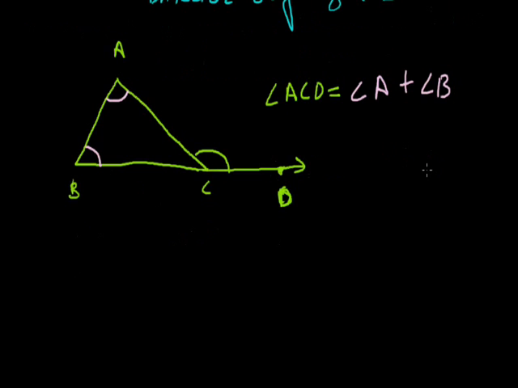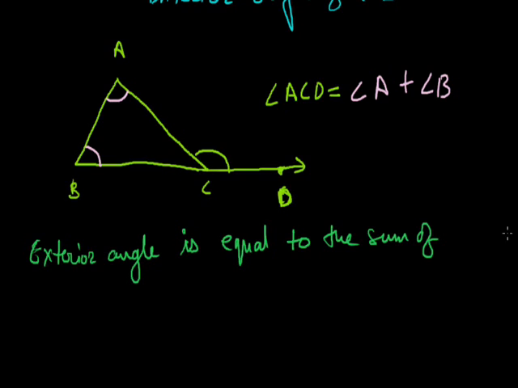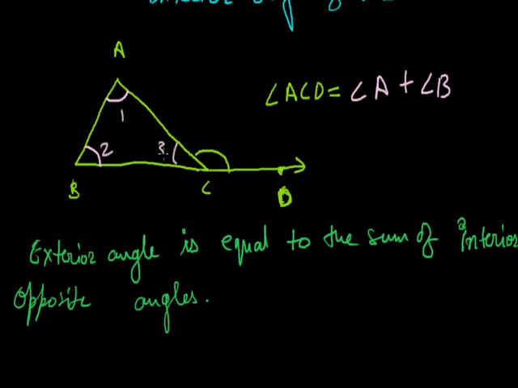So what is the relationship? That the exterior angle is equal to the sum of the interior opposite angles. If we number these angles of the triangle as 1, 2, 3 and 4, so we can write it as angle 4 is equal to angle 1 plus angle 2.